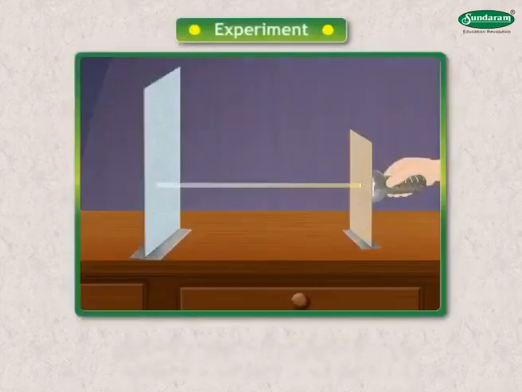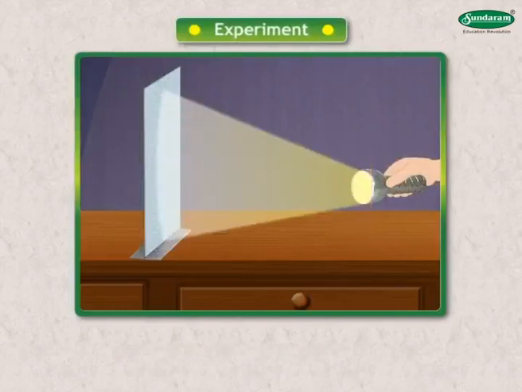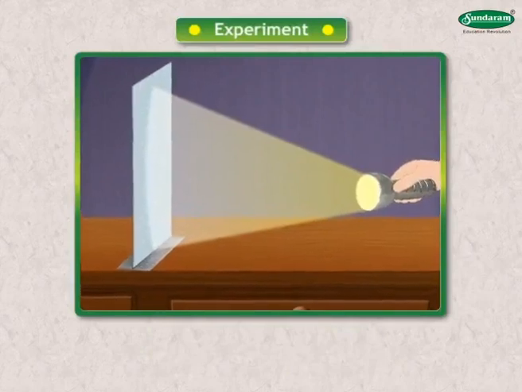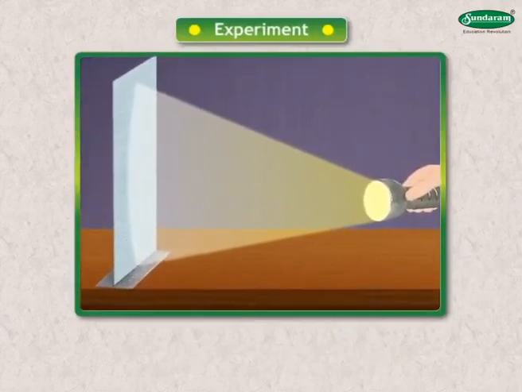Let us try an experiment in which a point source of light is removed. We do not have a point source of light anymore. This is called an extended source. Children, imagine the nature of the shadow caused by an extended source.